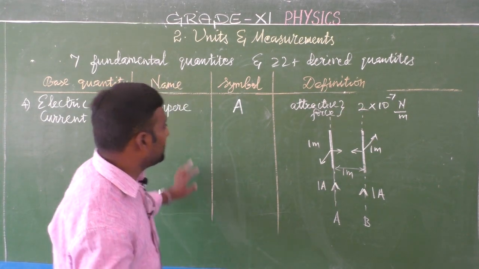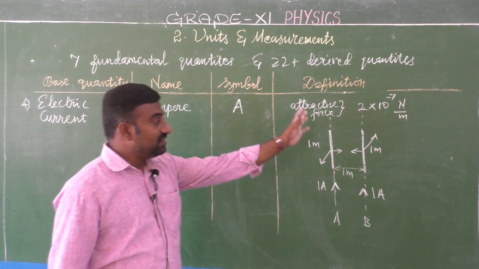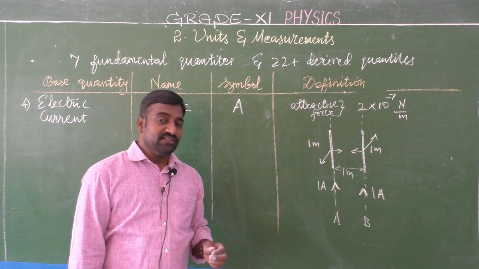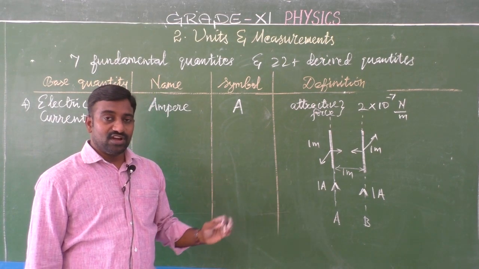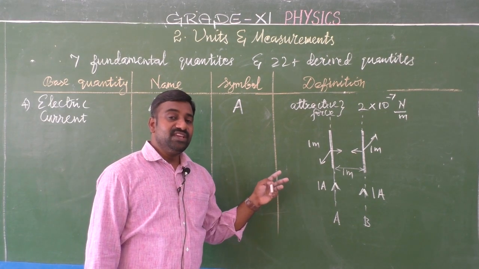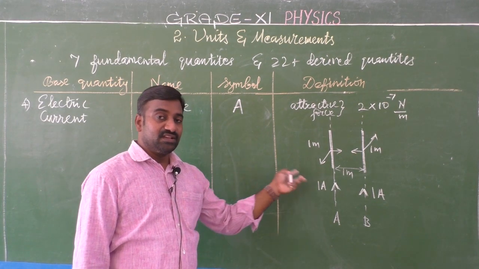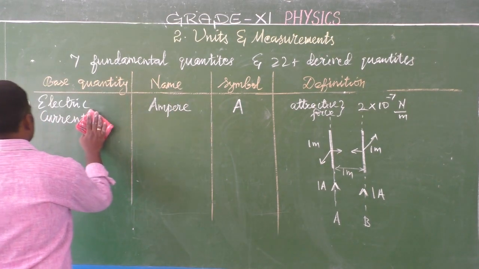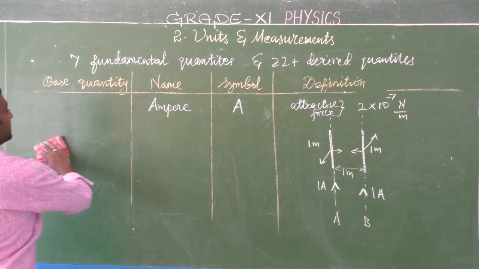So the definition of ampere is given, and in a very detailed manner you are going to learn this in your 12th standard. In the table column itself all these definitions are given just for your knowledge purpose, and you need not memorize them, but you will be learning the definition in the coming subjects and coming years. Okay, so electric current is over. Then the fifth one is temperature.